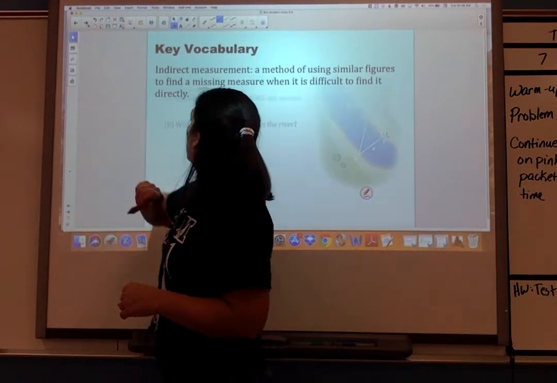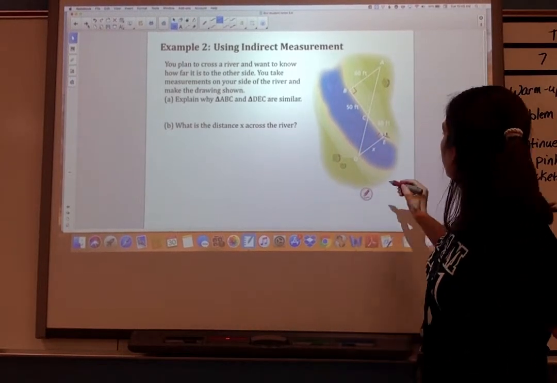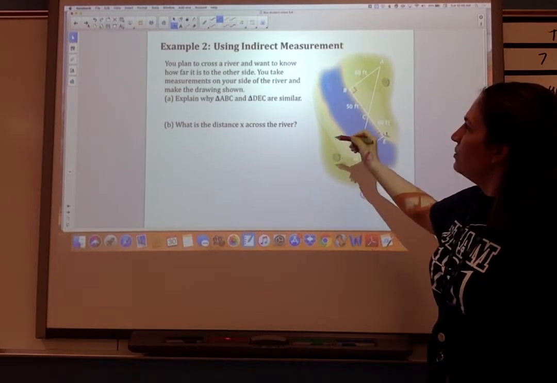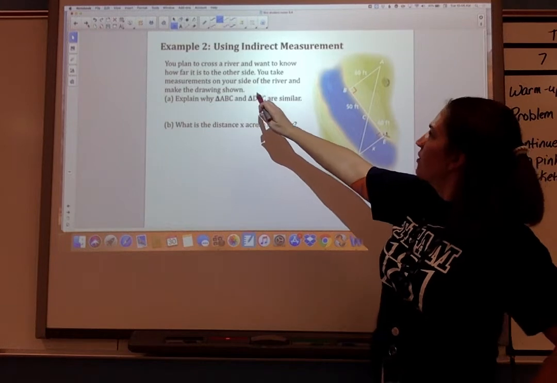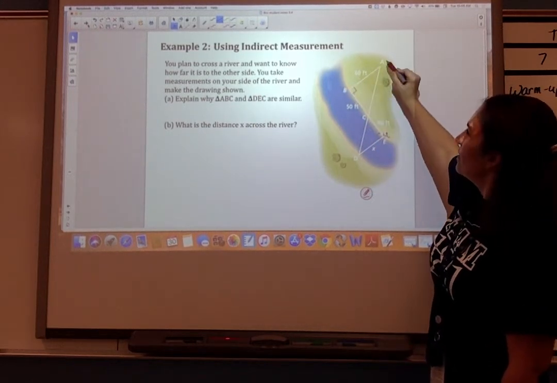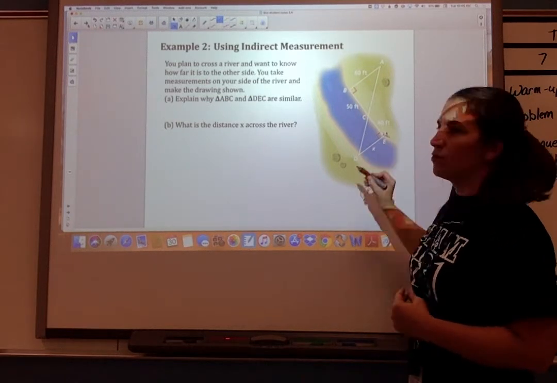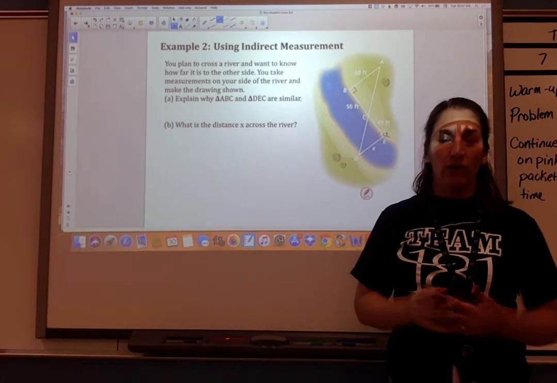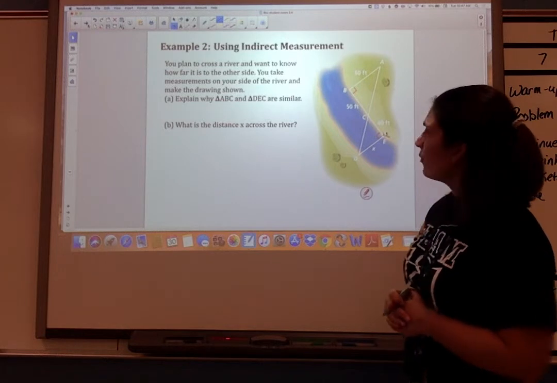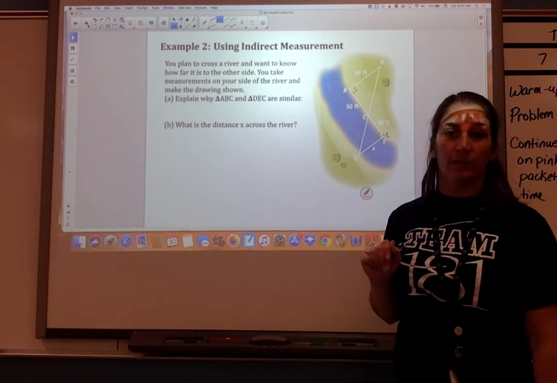So let's go ahead and take a look here. So our plan is to cross the river right here, and we need to find X. And to do that, you take measurements on your side of the river. So you measure this distance, and you measure this distance, and you can use these triangles to figure out how far across the river. We're assuming that that is a more difficult measurement to take because it's across the river. So first we need to explain how we know that these two triangles are similar.